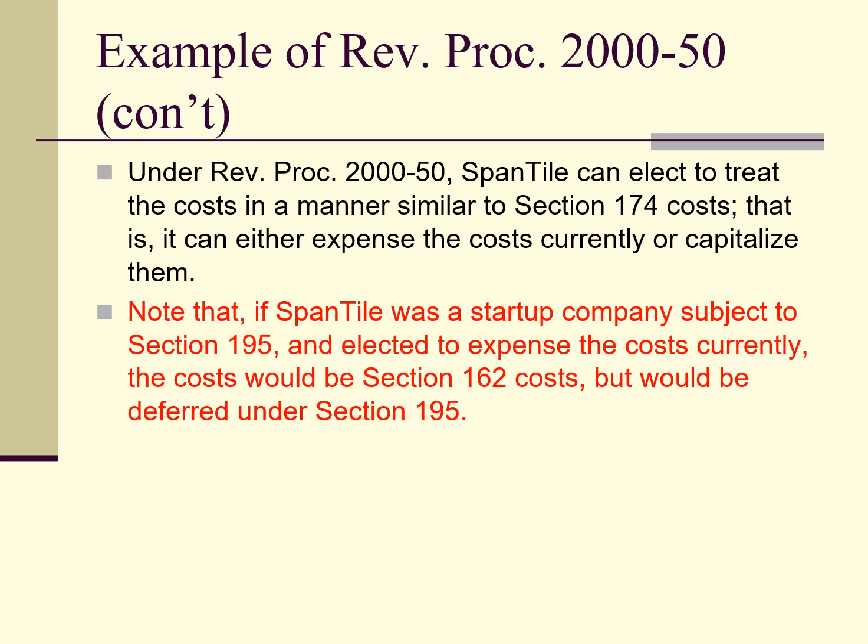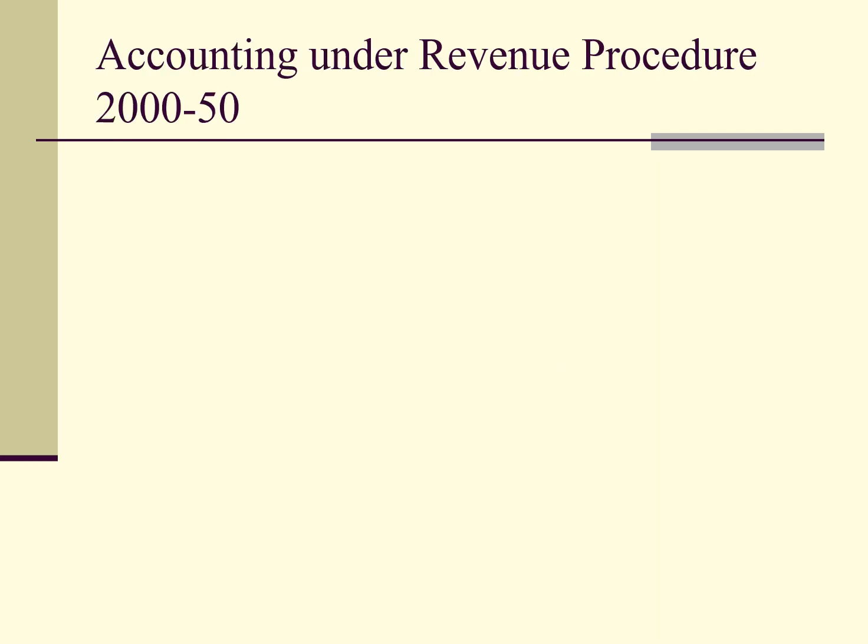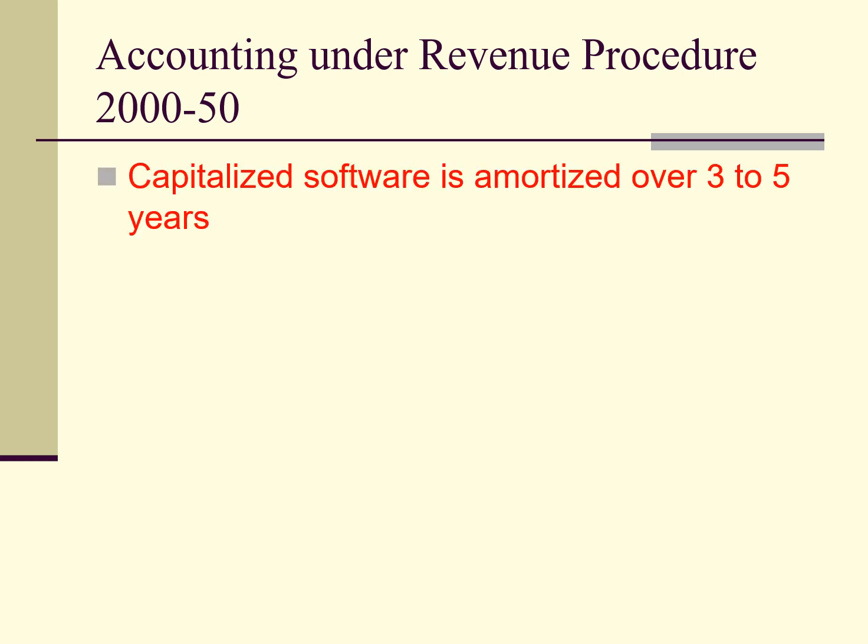Note that if Spantile was a startup company subject to Section 195 and elected to expense the cost currently, the cost would be subject to 162 but would be deferred under Section 195. Software development costs that are capitalized under Rev Proc 2050 are also amortized under that rule. They are amortized over 3 to 5 years.